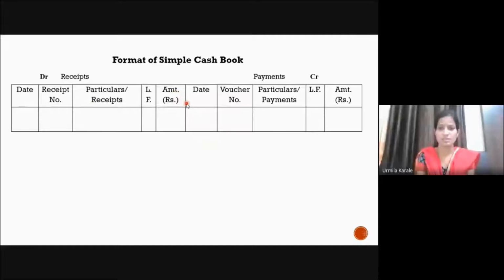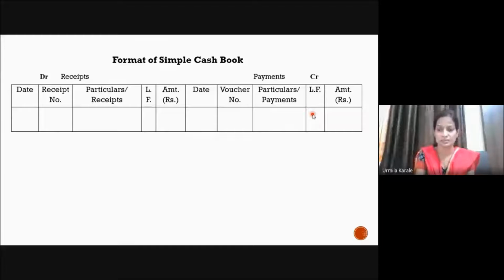So date, whenever you receive, there may be some receipt number. Then particulars, or you can write it as a receipt since you are receiving the cash. So to this side, whenever you make payment, cash goes out, so credit effect. Whenever you make the payment, you make use of a voucher, and that's the reason why the voucher number will come here. And for payments, the account which gets credited, and the other account which got debited, we will be writing it here.